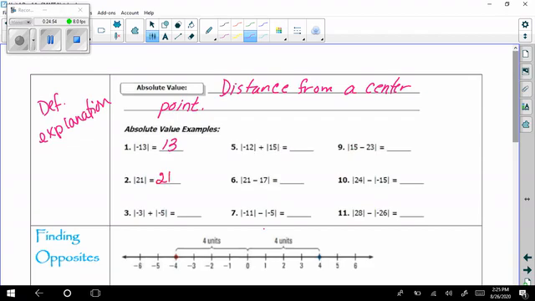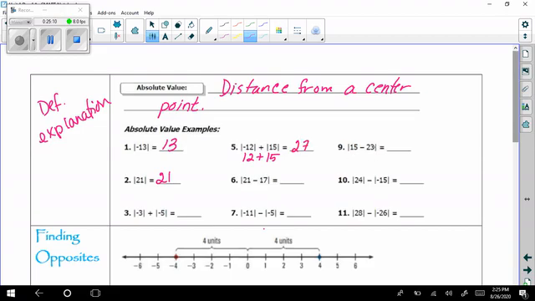Number 5, I'm going to do a few of these, and I'm going to expect on the Pear Deck that you'll finish those out for me. This next one, I'm going to do the absolute value of negative 12 is 12, plus the absolute value of 15 is 15. Add those together and I'm going to get 27. So I want to see your work.